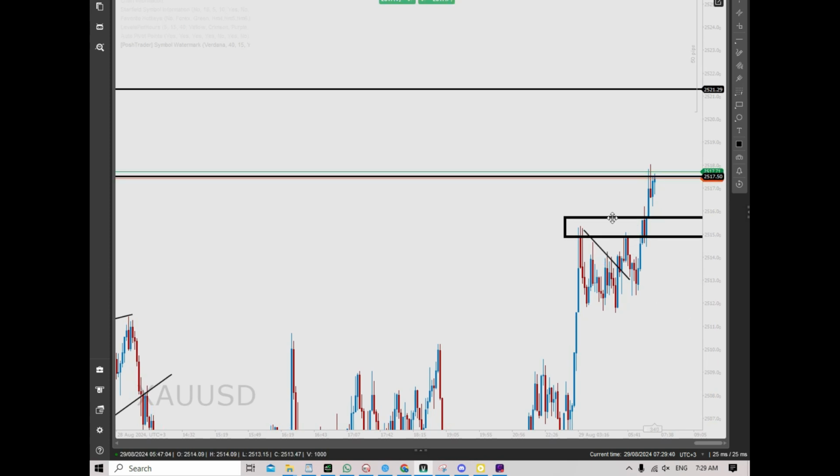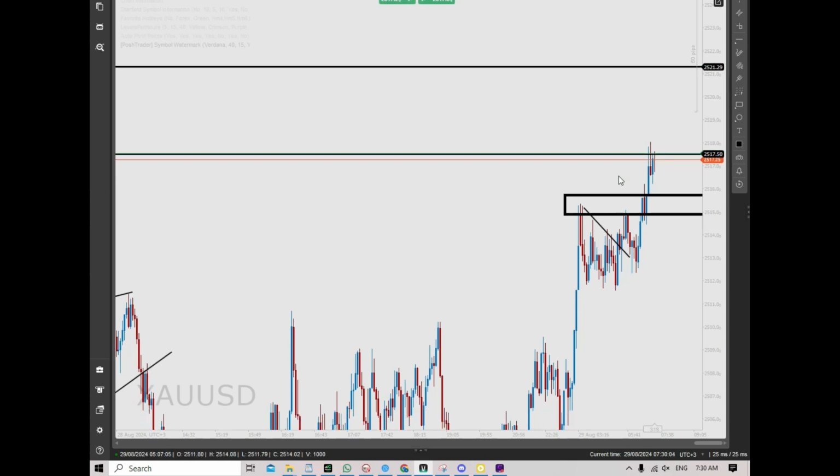So this block also aligns here as the support zone and here as a support zone. So this really would be an ideal place for market to get to before going back up. But I will observe it. If I do get a good entry back here, then I'll jump in.